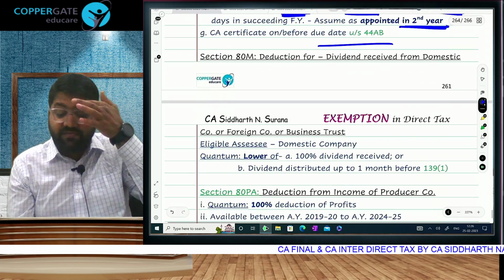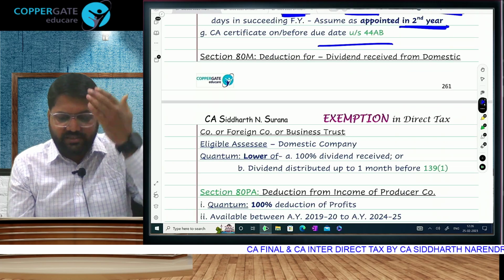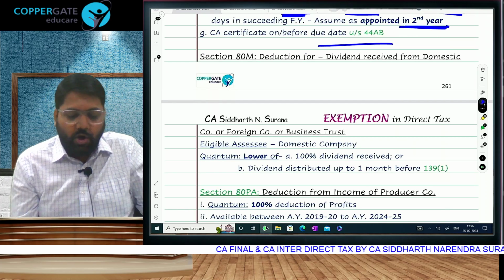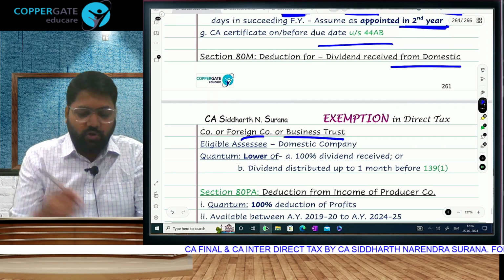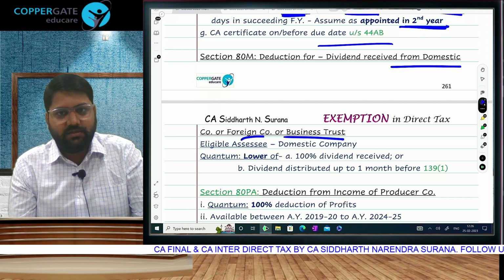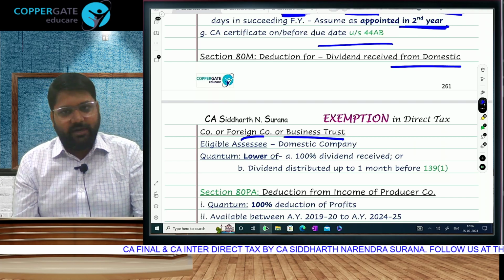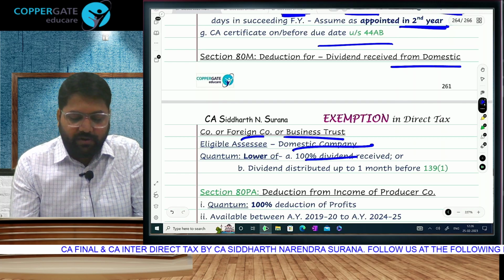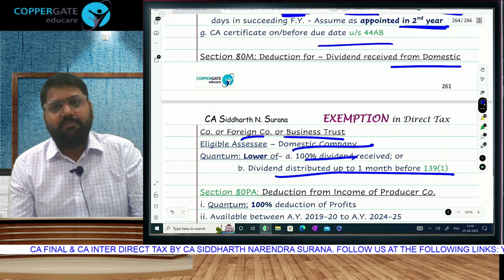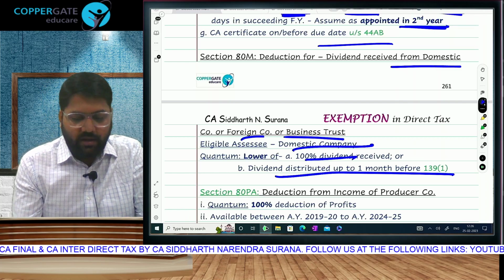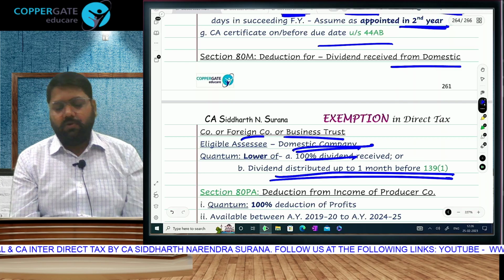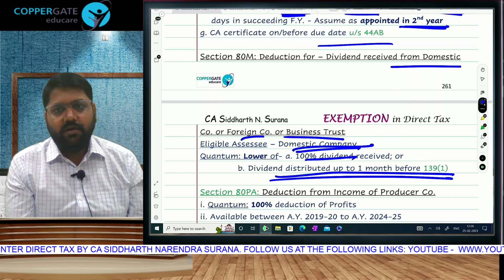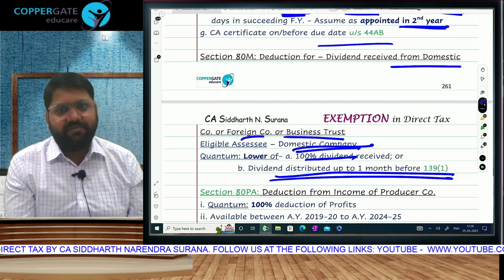ATM, if you receive, and this is also allowed in the new regime, if you receive any dividend from a domestic company or foreign company or business trust, you will be offering that income under IFOS. But if you use that money to declare dividend, as a domestic company, you can take the deduction of the amount received or distributed up to 1 month before the return filing due date, whichever is lower.